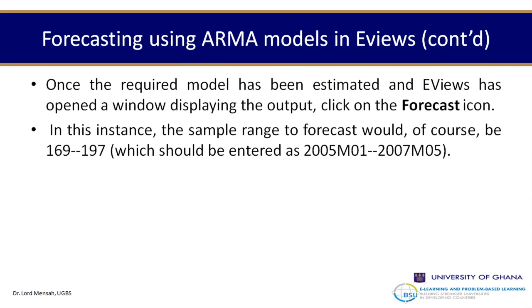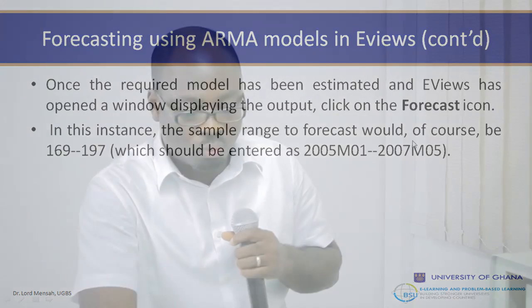Once the required model has been estimated, which is AR2 earlier on, and eViews has opened a window displaying the output, click on the forecast icon. In this instance, the sample range to forecast will of course be 169 to 197, so we change the time, which should be entered as January 2005 to May 2007.